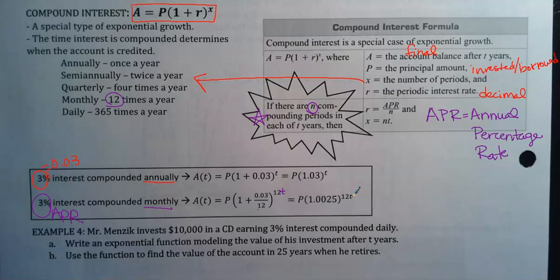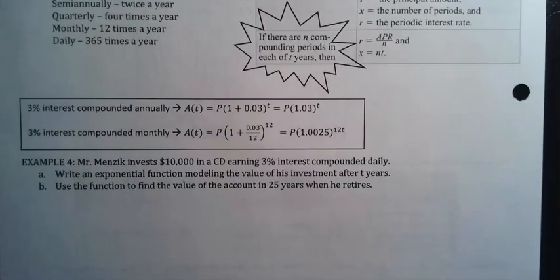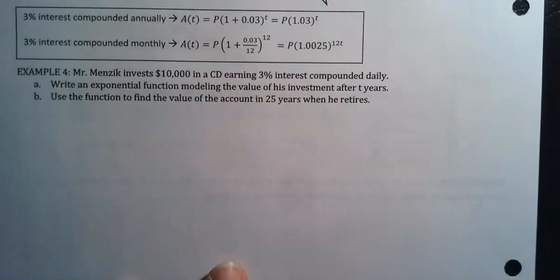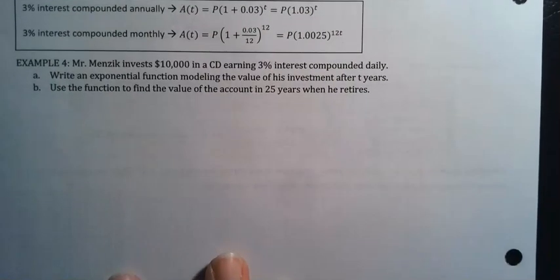So there's a lot of components to this special compound interest formula. Let me clean this up a little bit so we can do example 4. Okay, so Mr. Minzik invests $10,000 in a CD, earning 3% interest compounded daily. We're supposed to A, write an exponential function modeling the value of his investment after T years, and then use the function to find the value of the account in 25 years when he retires.